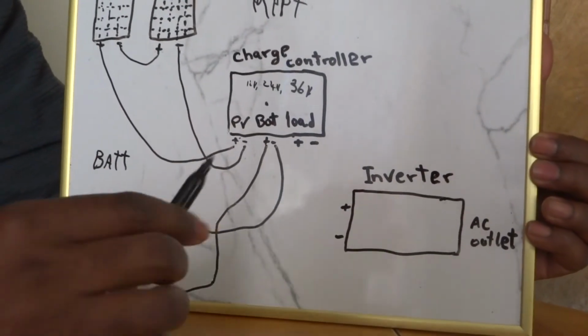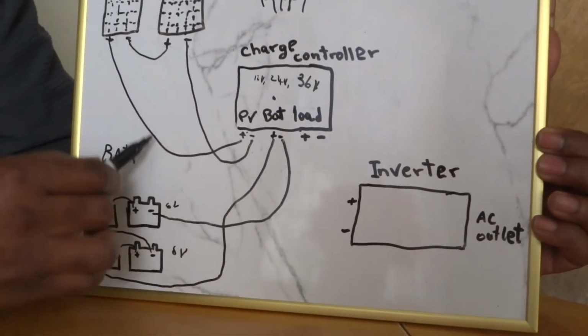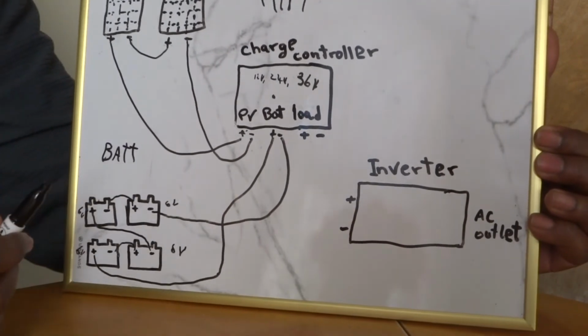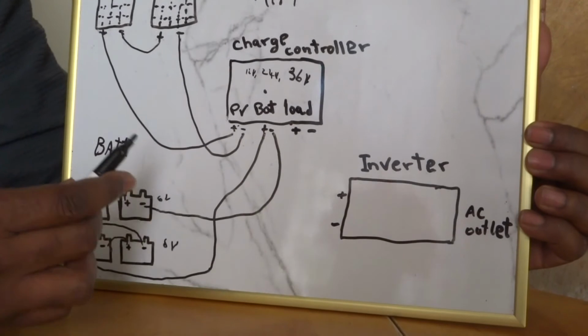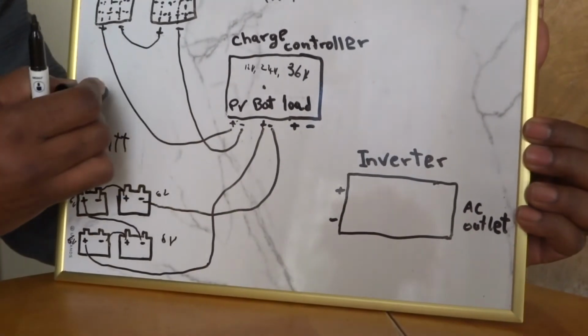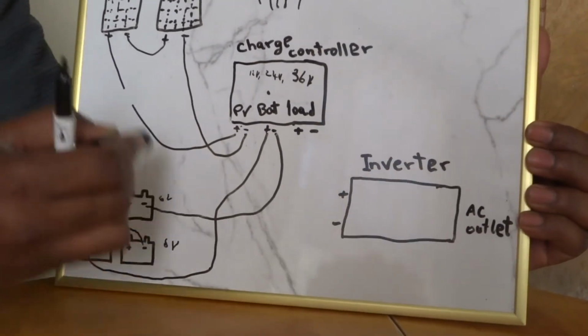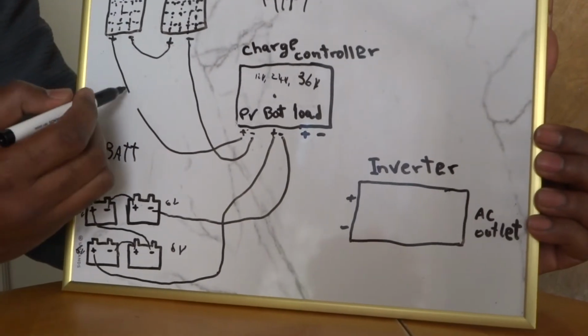And then now, I haven't mentioned the fuses so far, but for each one of them you need fuses. I'm going to show you what type of fuse I use and what works better. So you put the fuse on the positive side mostly.